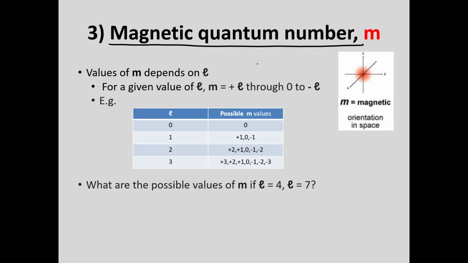Because of the orientation of the orbitals, whether it sits here or sits like this, it can influence the magnetic characteristics of the elements. Okay. So just that you know, okay.